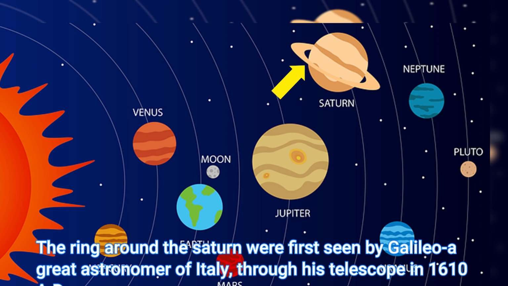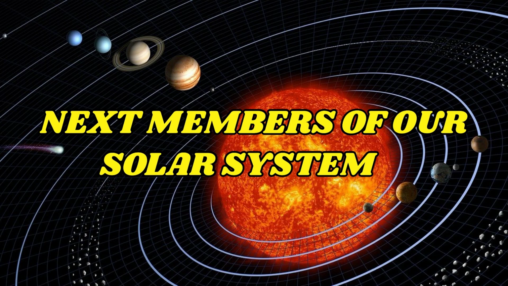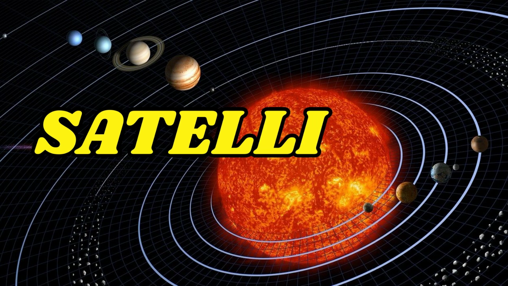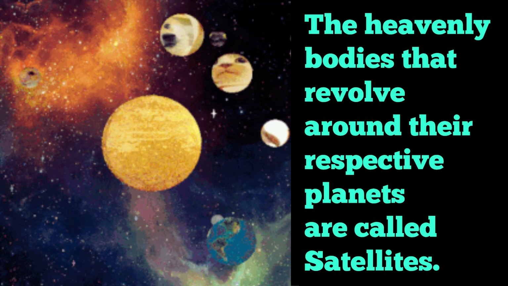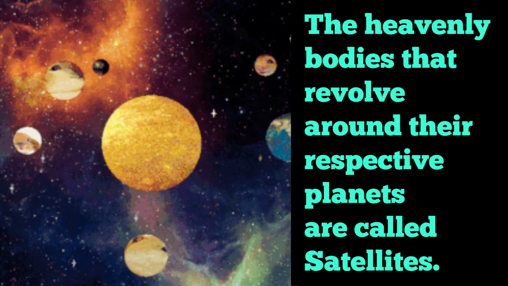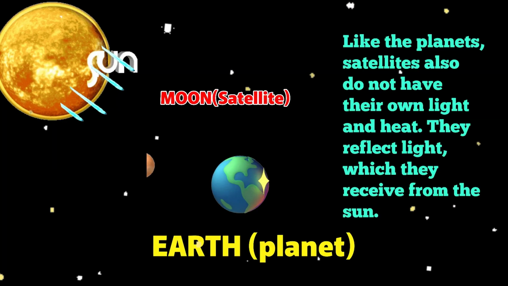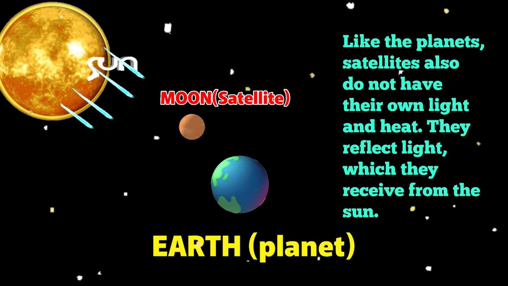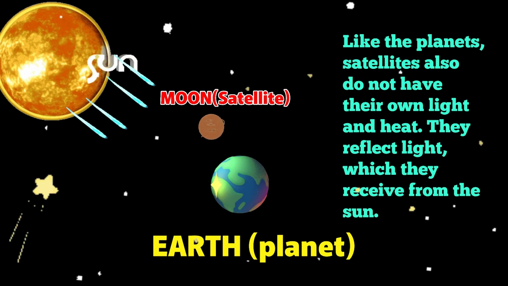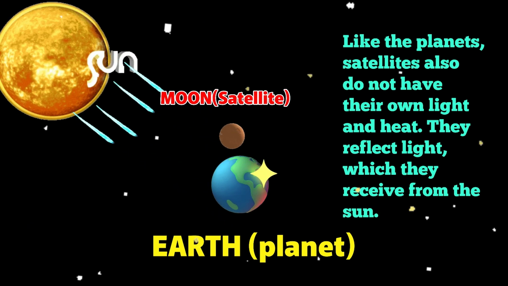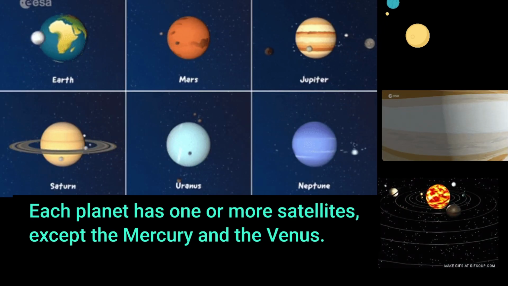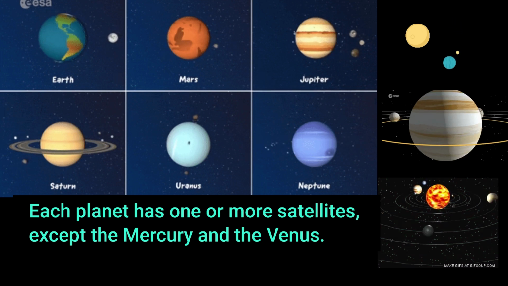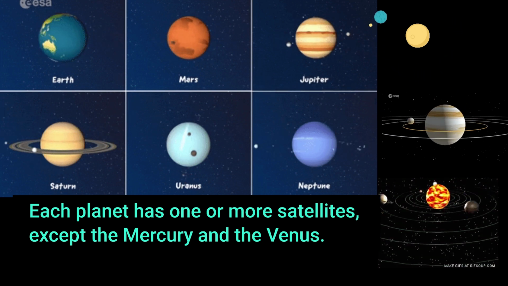AD. Next important members of our solar system are satellites. Satellites. The heavenly bodies that revolve around their respective planets are called satellites. Like the planets, satellites also do not have their own light and heat. They reflect light, which they receive from the Sun. Each planet has one or more satellites, except Mercury and Venus.